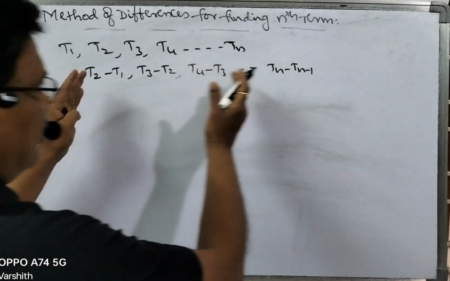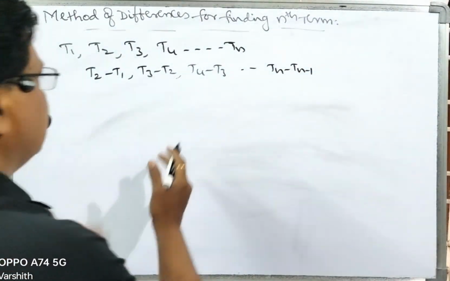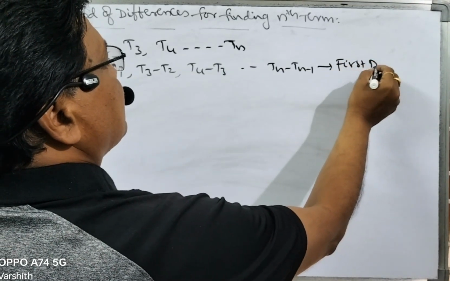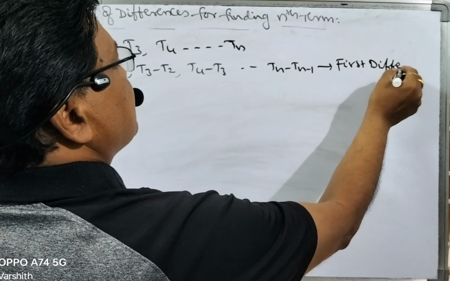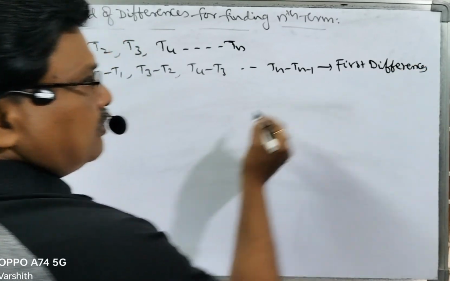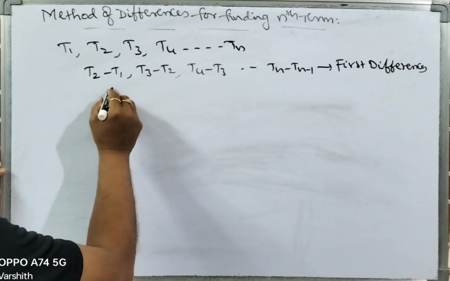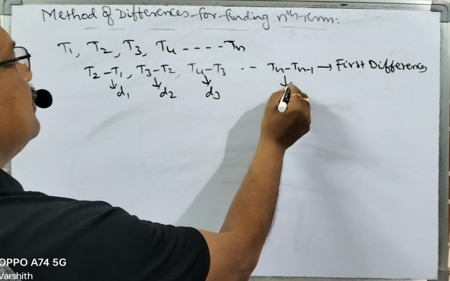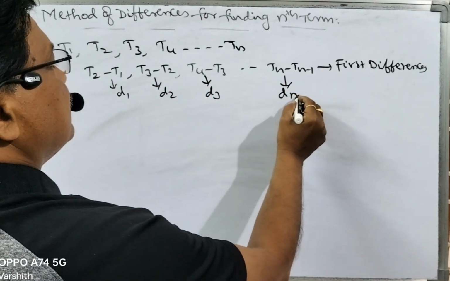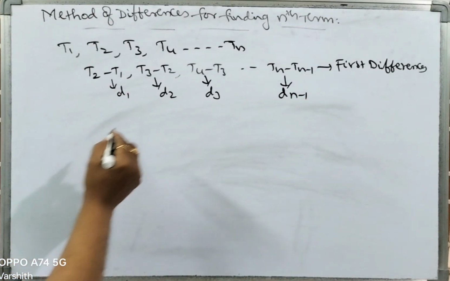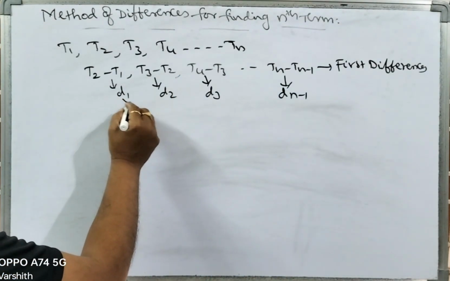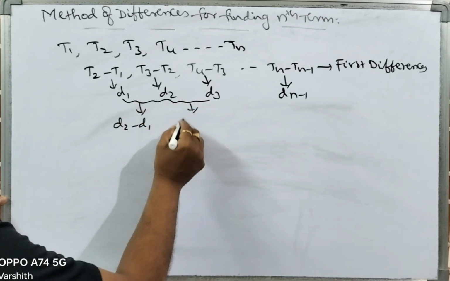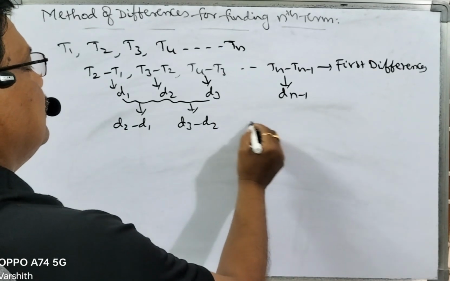But if they are not constants, these are nothing but the first differences. Next, again you subtract. For example, I am representing them with D1, D2, D3, like that, up to Dn minus 1. Now, again you find the differences, that means the difference between D1 and D2, and similarly D2 and D3. That is D2 minus D1, D3 minus D2, like that.